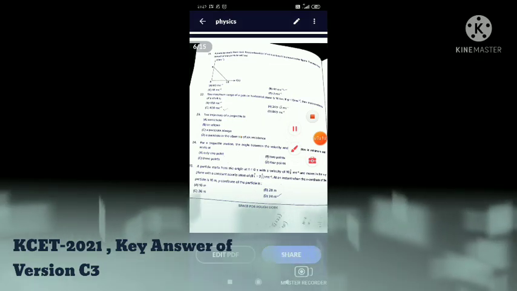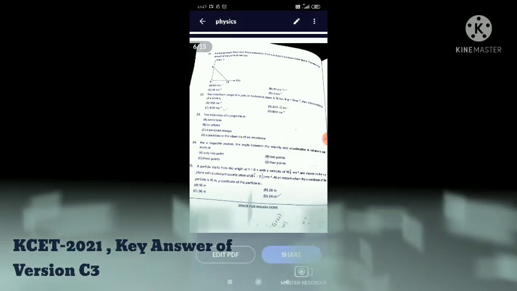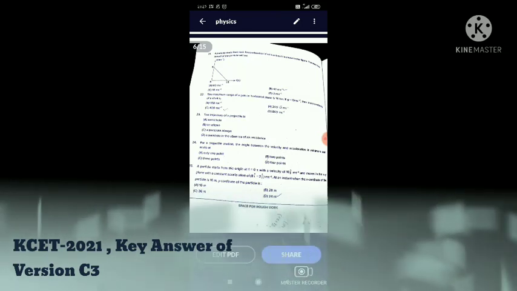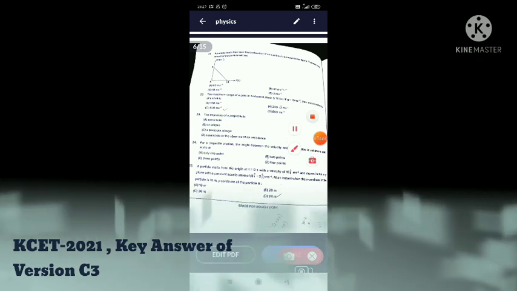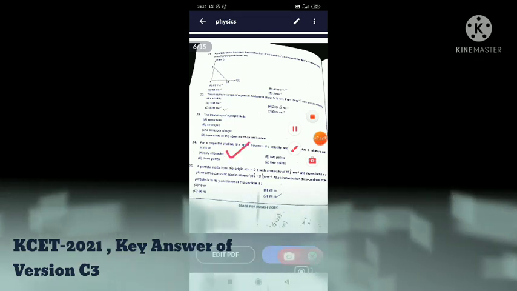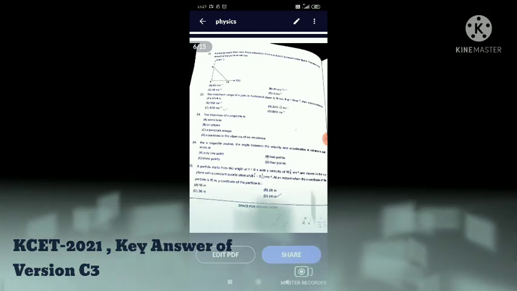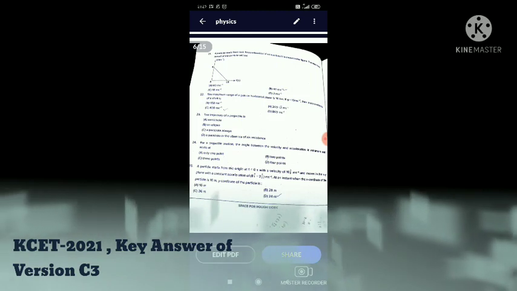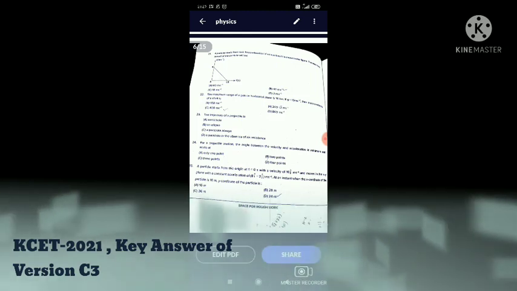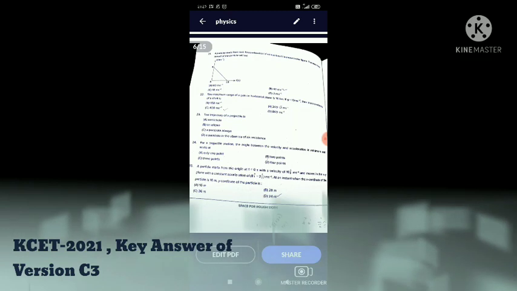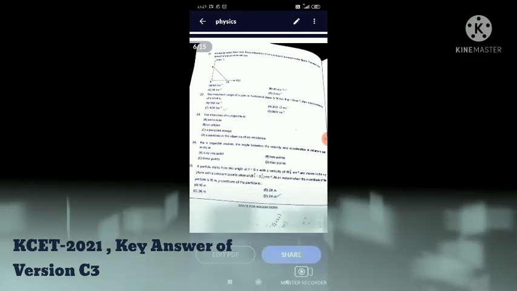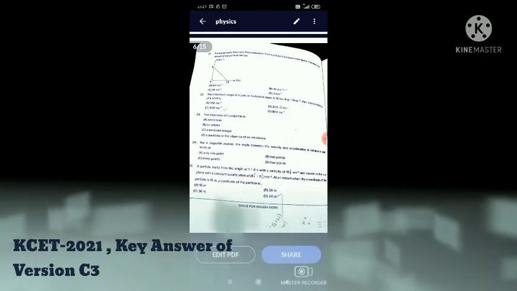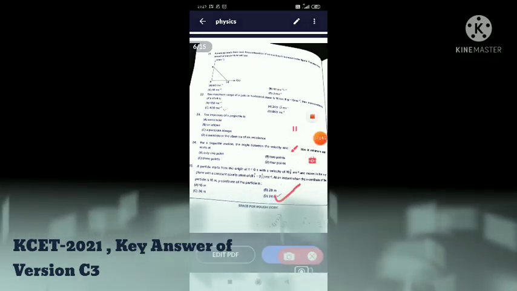Next we will move to the 24th question. For a projectile motion, the angle between the velocity and acceleration is minimum and acute at. The correct option is option A. Next we will move to the 25th question. A particle starts from the origin at t equal to 0 with a velocity of 10 and moves in the x-y plane with a constant acceleration of meter per second square. At an instant when the x coordinate of the particle is 16 meter, the y coordinate of the particle is. The correct answer for the 25th question is D.